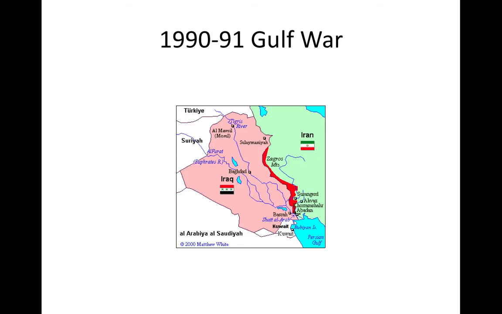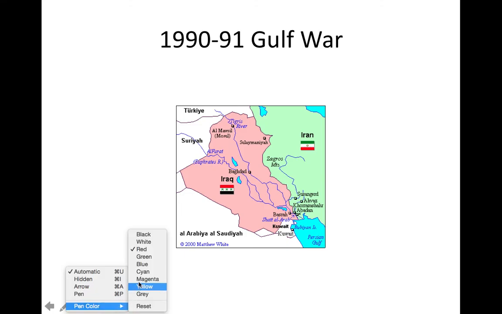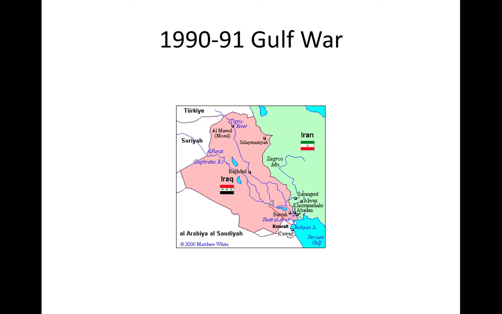Third, overwhelming force and a quick victory. We were able to push with an air assault and then a ground assault. We were able to push Saddam Hussein's forces back out of Iraq or Kuwait very quickly, and we actually invaded Iraq up to about here or so. And the fourth big aspect of the war was very limited objectives.